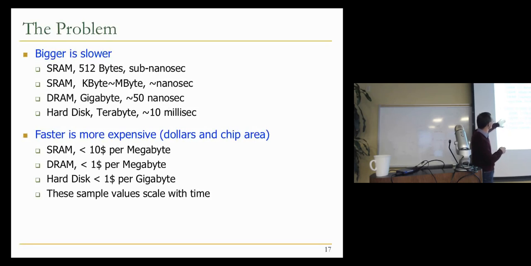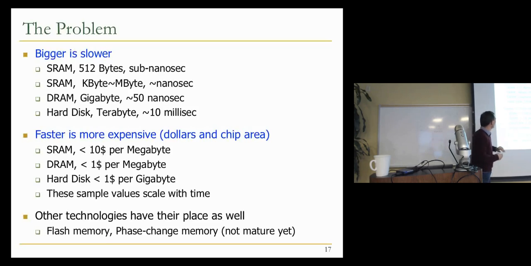I'm not sure if DRAM is less. Well, DRAM is still less than $1 per megabyte. Right? But how much less depends on when you buy it. So other technologies have their place as well. Flash memory, for example, something we'll not talk about, and phase change memory, which is not mature yet. These technologies are mature. They're mass manufactured today. And hard disk is actually a memory technology also, except it's so slow that you cannot use it as the working memory, because you need to do mechanical reading of the hard disk, which makes it much slower.